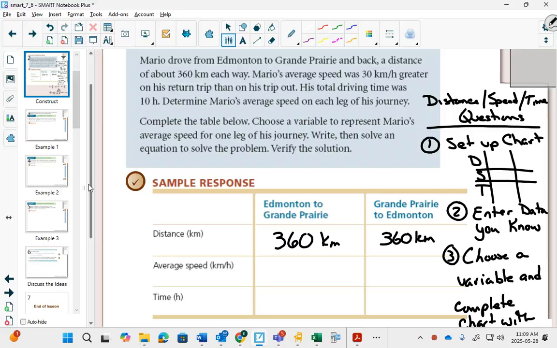This is where we introduce a variable. So I don't know the speed on the way there. I'm going to call that x. And on the way back, I don't know that speed either, but the question gave me a comparison. So once you pick one variable, you can't introduce another variable in this chart. We wanted to do everything in terms of x. And they tell us this is 30 kilometers per hour faster.